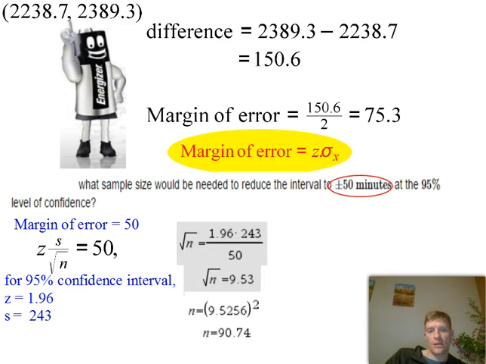Putting them in, we can do this on a CAS calculator quite easily. We can transpose for n, the sample size, and work out what the sample size needs to be in order to reduce the margin of error down to 50 minutes instead of the 75.3 minutes. And we can see that we have to increase the sample up to about 91 people, 91 batteries in our sample that we're going to be looking at.